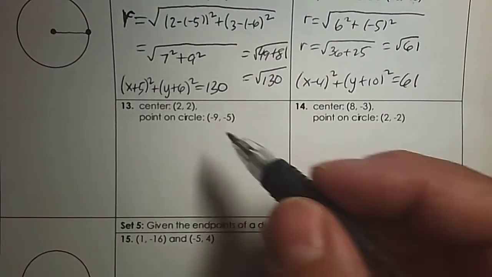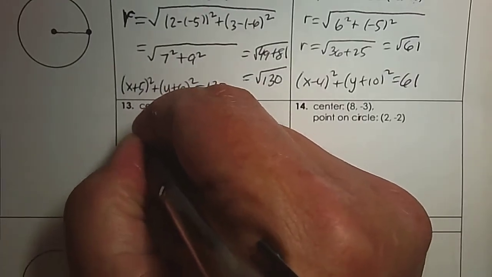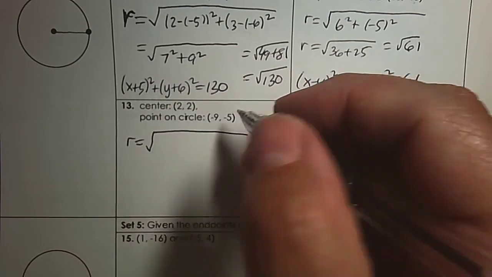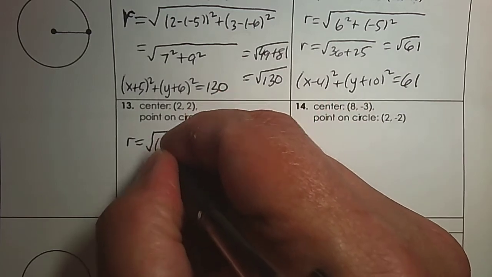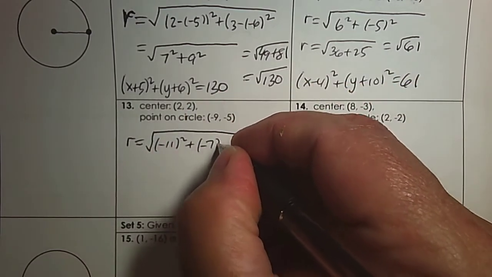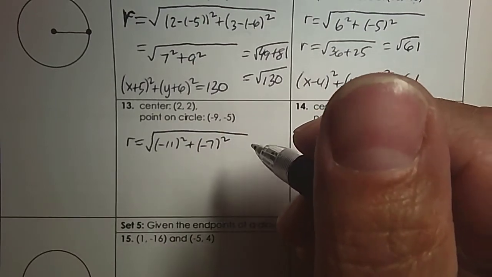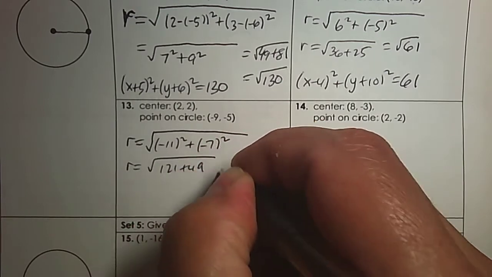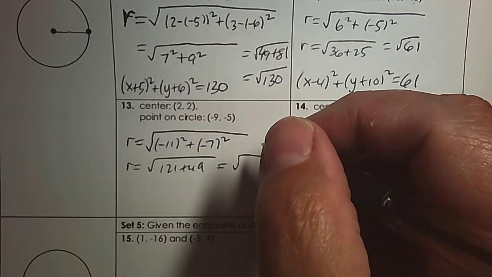Again, if you know a point on a circle and a center, could you find the radius? It's the square root of. Subtract the x's. Negative 9 subtract 2, that's negative 11 squared. Subtract the y's. That's negative 7 squared. So that's 121 and 49. Altogether, the number I need is 170.